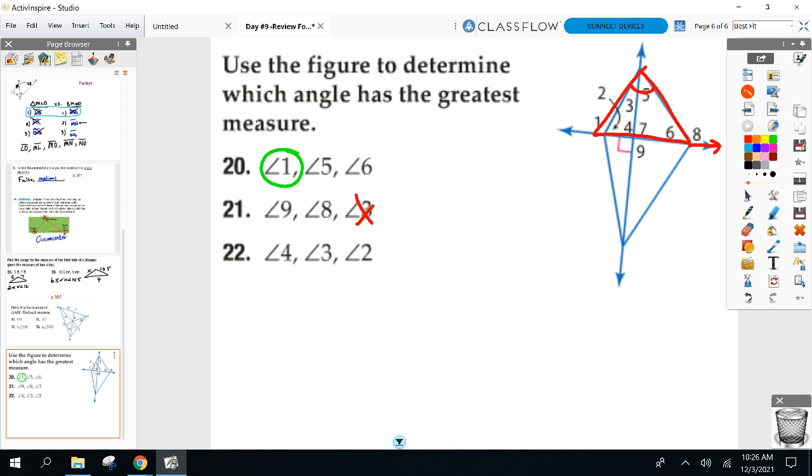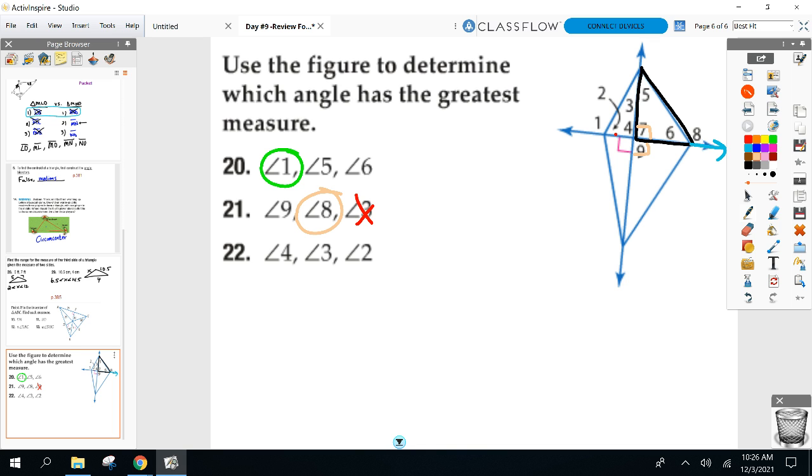All right, let's compare 8 and 9 now. What about 8 and 7? Which one's bigger? 8's bigger, right? Well, why am I saying 8 and 7 when I need 8 and 9? What type of angle's got to be 9? Right angle. What type of angle's got to be 7? All right, well, if 9's a right angle, and 8's bigger than a 90, then 8's going to be bigger than that 90, right? So we got 8.